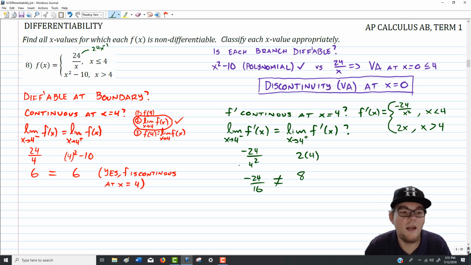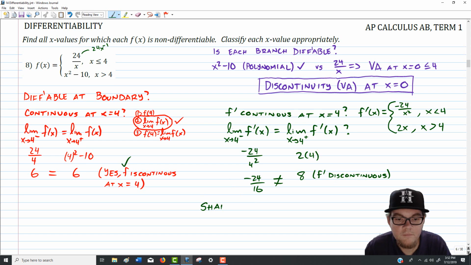What that tells us is that the function f is continuous at x equals 4, but f prime is discontinuous. In fact, I could even write that in here: f prime is discontinuous. What that tells us is that we have a sharp turn, or a corner, or a cusp, or a pointy point. We have a sharp turn at x equals 4. And our evidence is all that work that we did right above.